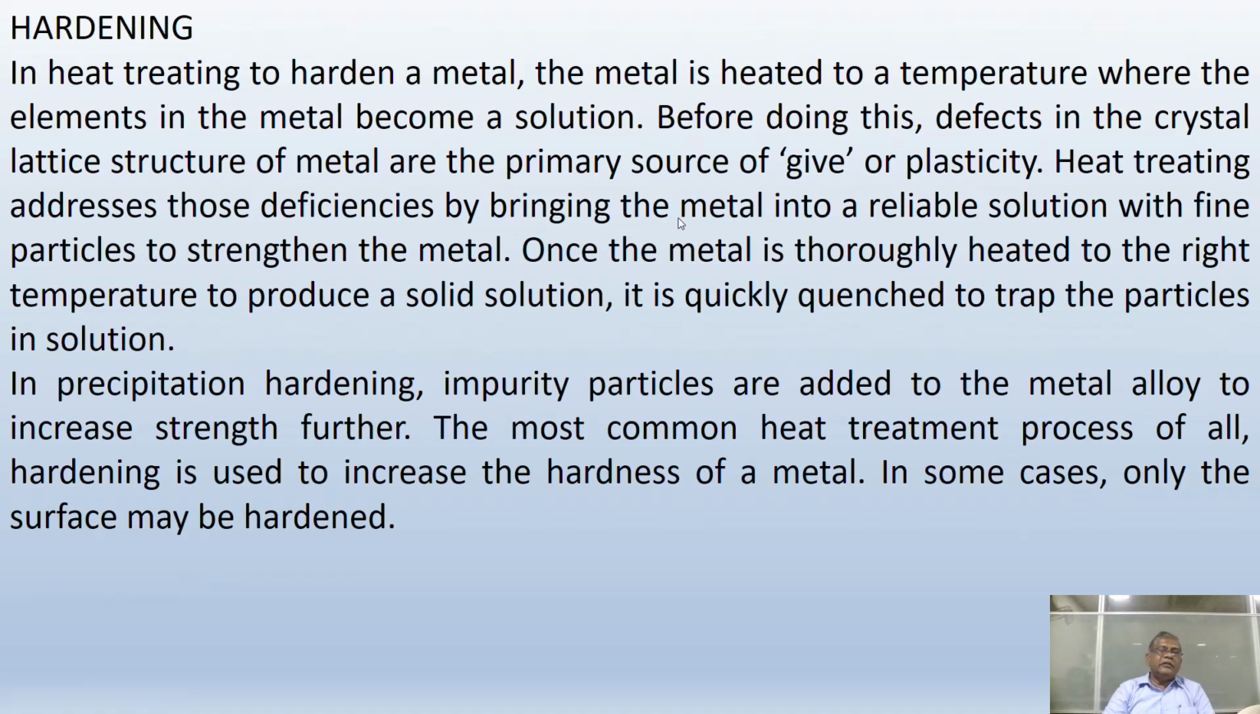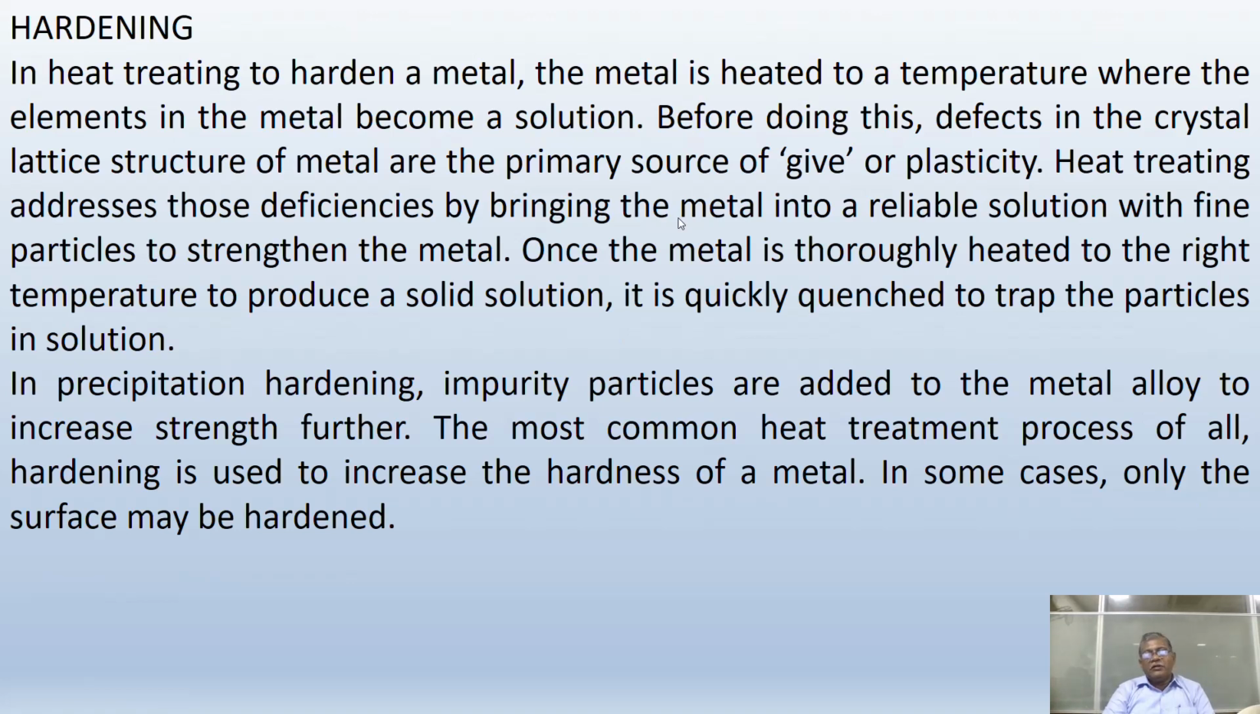Hardening. In heat treating to harden, the metal is heated to a temperature where the elements in the metal become solution. Before doing this, defects in the crystal lattice structure of the metal are the primary source of give or plasticity. Heat treating addresses those deficiencies by bringing the metal into reliable solution with fine particles to strengthen the metal. Once the metal is thoroughly heated to the right temperature to produce solid solution, it is quickly quenched to trap the particles in solution. The main difference here is the cooling is fast.